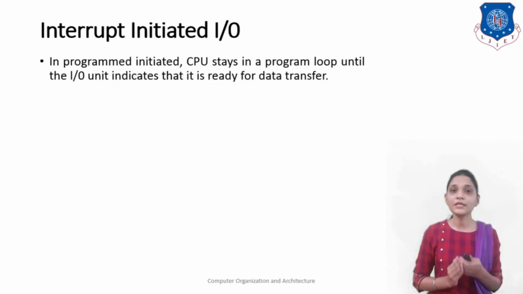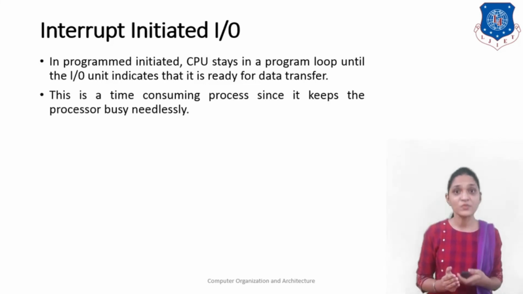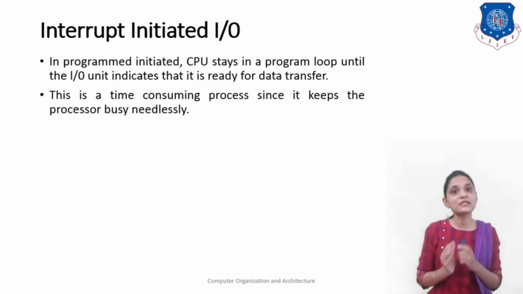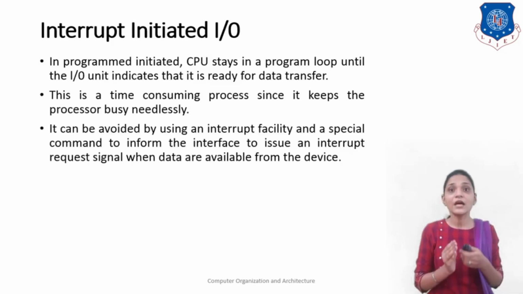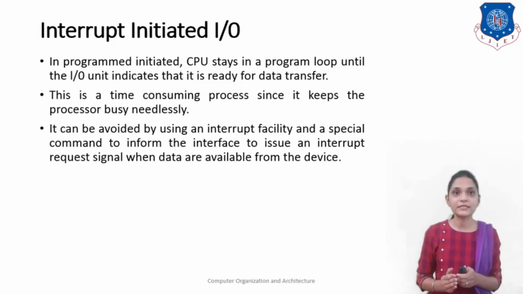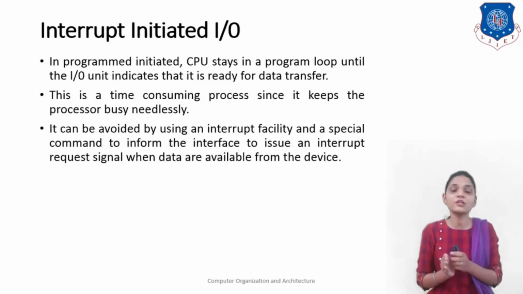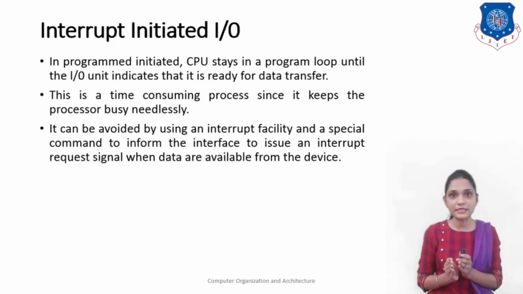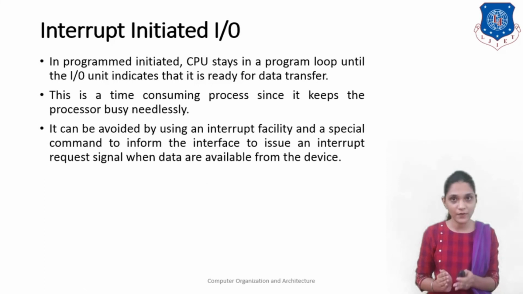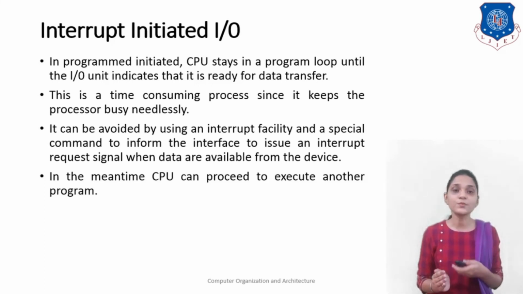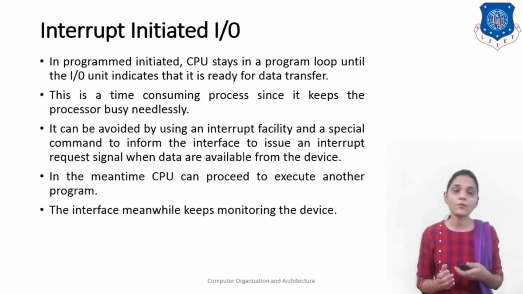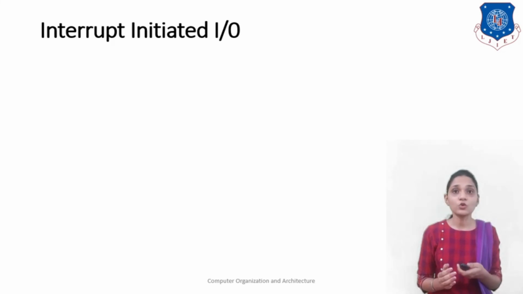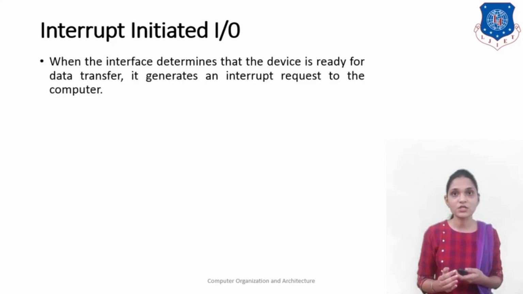In the program initiated IO, the CPU stays in the program loop until the IO unit indicates that it is ready for the transfer. This is a time-consuming process since it keeps the processor busy needlessly. It can be avoided by using the interrupt facility and a special command to inform the interface to issue an interrupt request signal when the data are available from the device. In the meantime, the CPU can proceed to execute another program. The interface meanwhile keeps on monitoring the device. So this way we can use interrupt initiated IO.